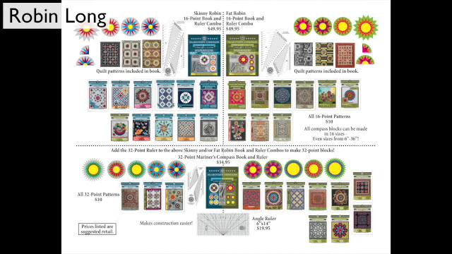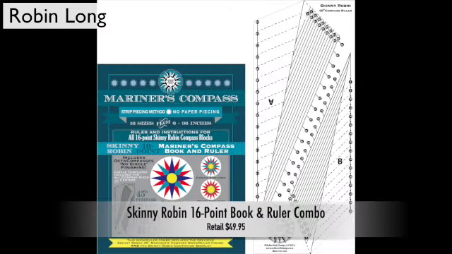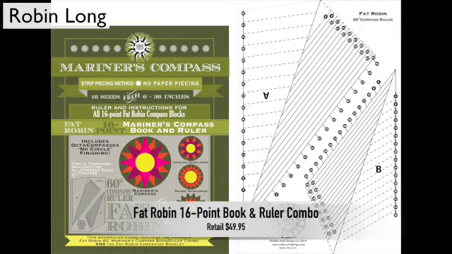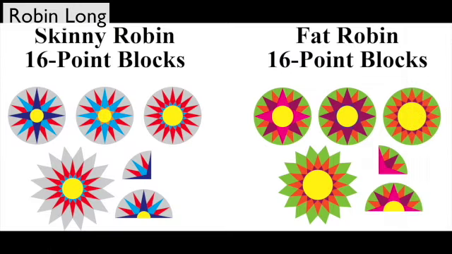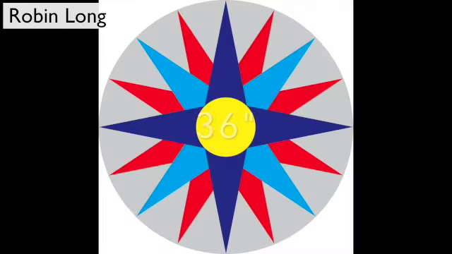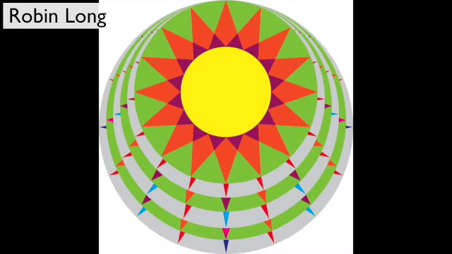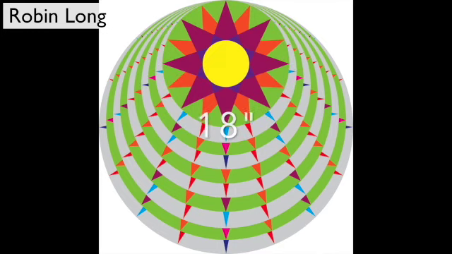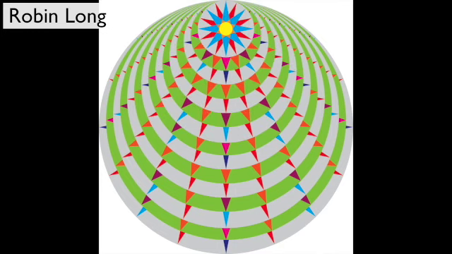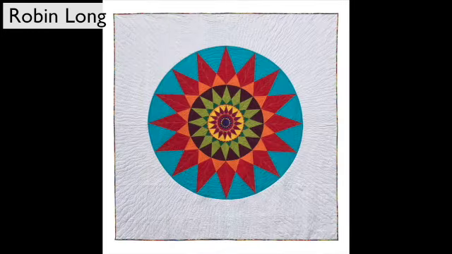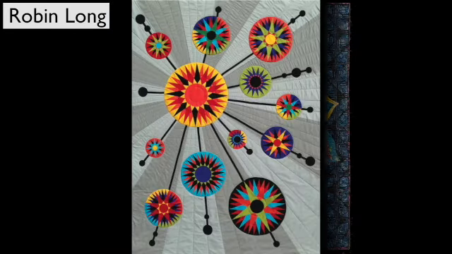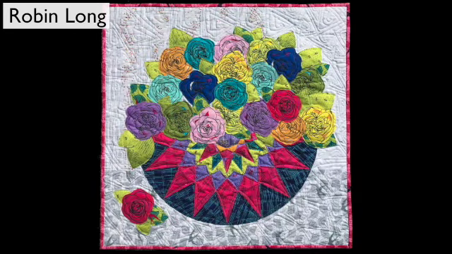I offer a complete system of rulers, books, and patterns, which begin with the Skinny Robin and Fat Robin 16-point book and ruler combos. These combos allow you to make compass blocks in 2 different styles, Skinny Robin blocks and Fat Robin blocks. Any of these blocks can be made in 16 sizes, even sizes from 6 to 36 inches, giving you tons of ways of putting these together for my patterns or for your own creative project.